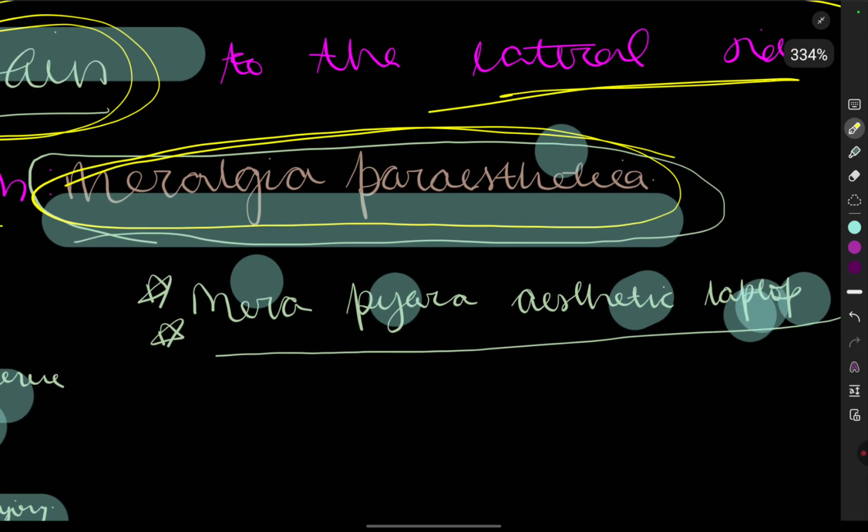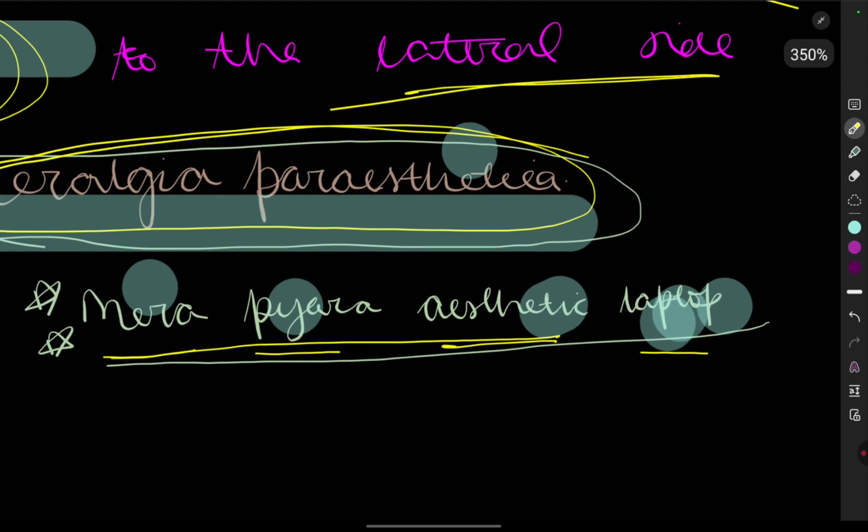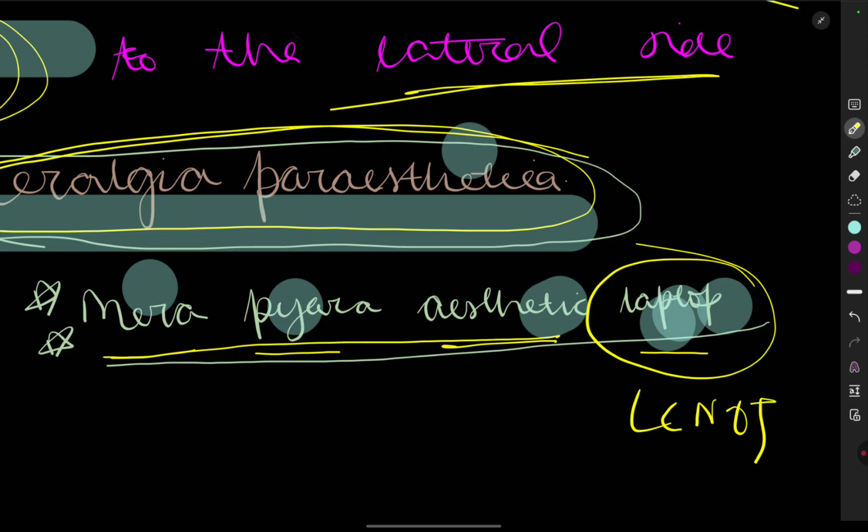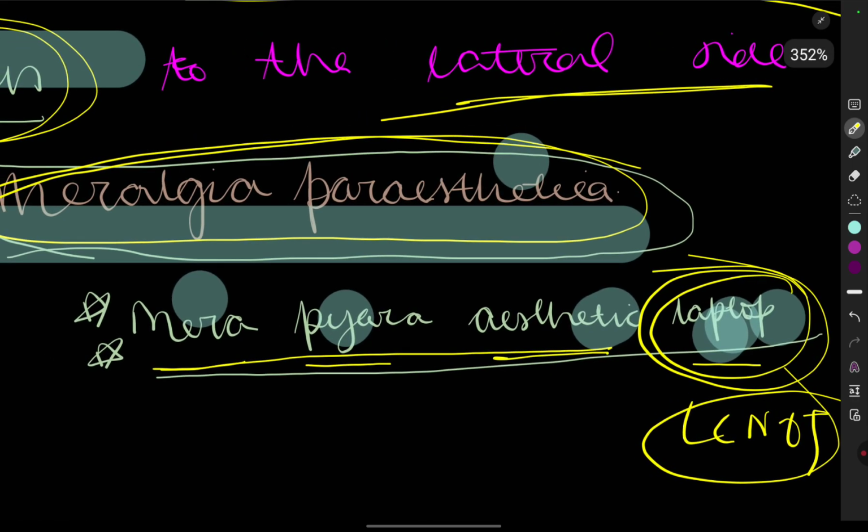How do you remember this name? I have created a mnemonic by myself, which is quite funny. It is the Mera Pyara Aesthetic laptop. Mera Pyara Aesthetic, you can remember meralgia paraesthetica. And laptop, why? Lateral cutaneous nerve of thigh. See, there are two more nerves, the medial cutaneous nerve of thigh and the intermediate cutaneous nerve of thigh. You should remember which cutaneous nerve of thigh it is. So laptop, lateral cutaneous nerve of thigh, is meralgia paraesthetica. So Mera paraesthetic laptop for lateral cutaneous nerve of thigh.